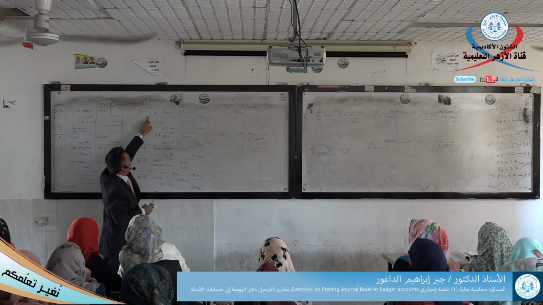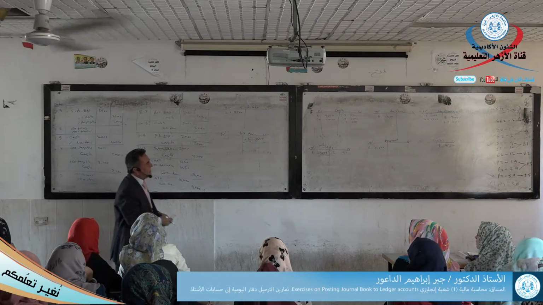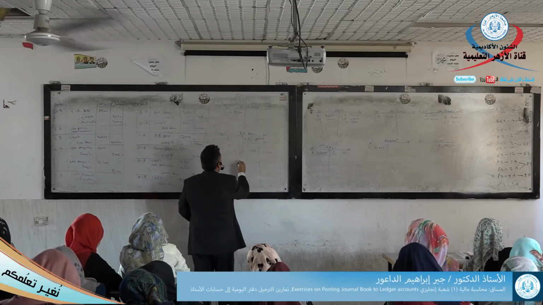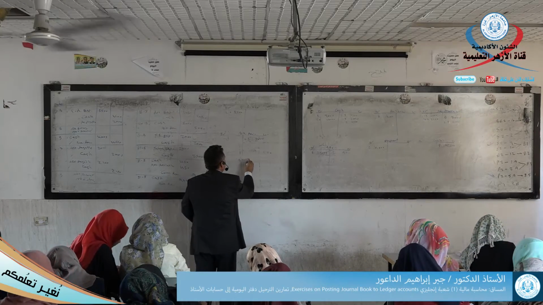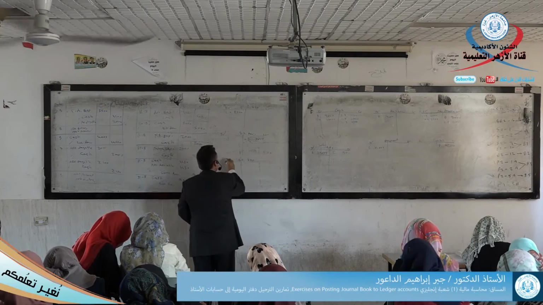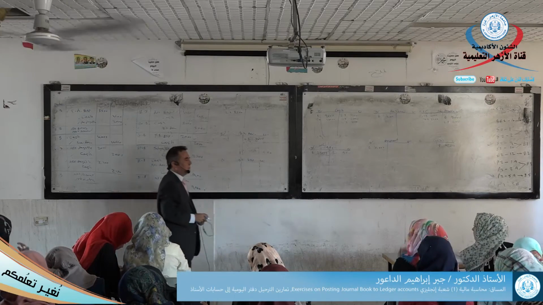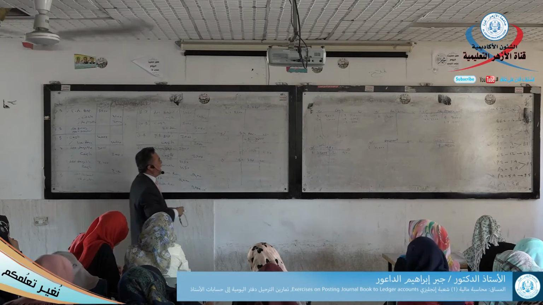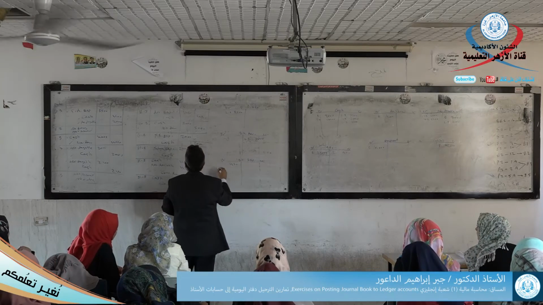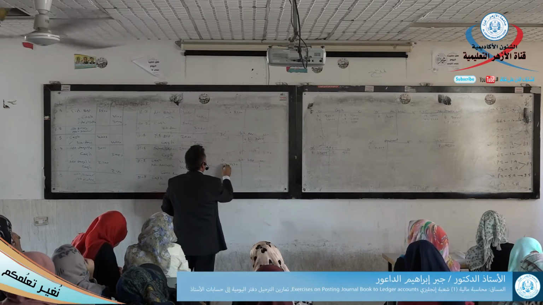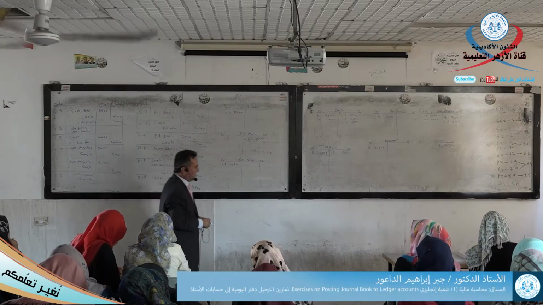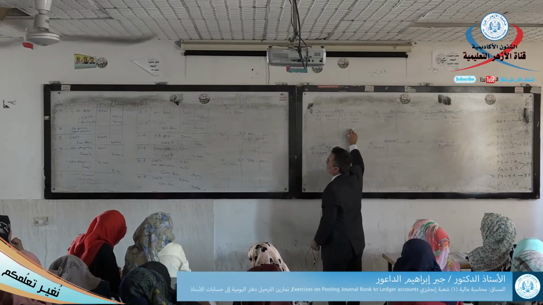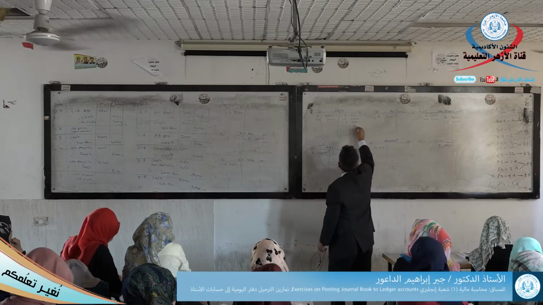On the 12th of March, advertising expense: opening a new account for advertising expense. Advertising expense, DR 450, 12th of March. Cash at the credit side, 450.